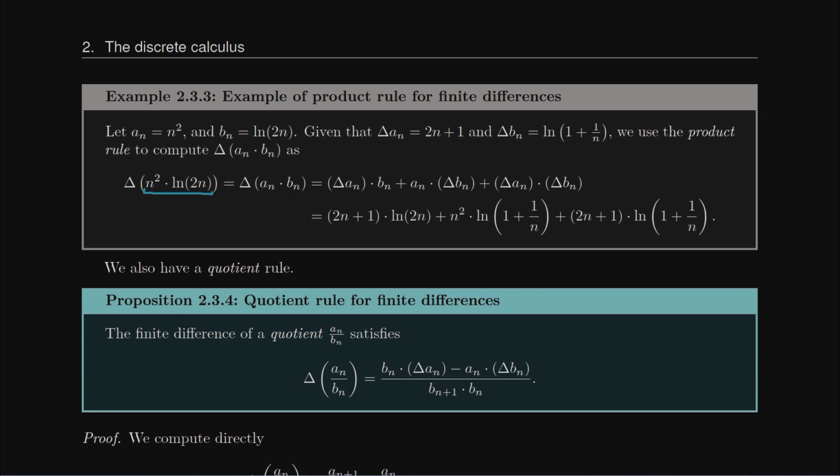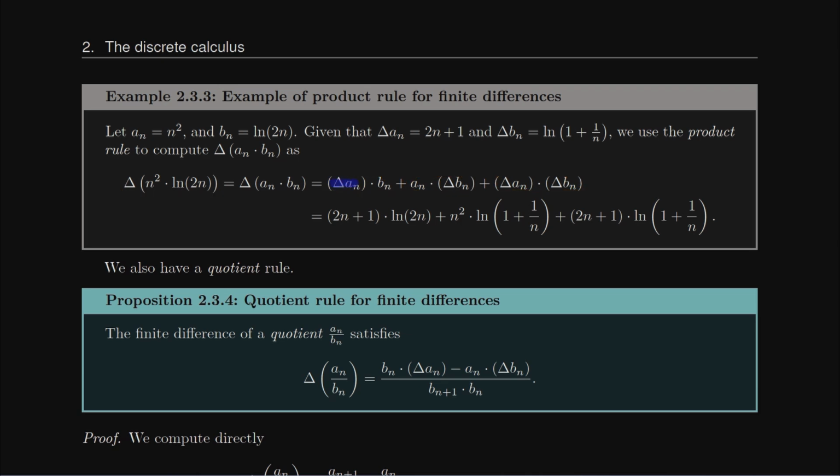And in this case, we already know that the finite difference of n squared happens to be 2n plus 1, and maybe we also know that the finite difference of log of 2n happens to be log of 1 plus 1 over n. Well, then we can apply the product rule for finite differences to their product, and we just write it out as the difference of a times b, plus a times the difference of b, and then plus the two differences multiplied together. And so what do I have?